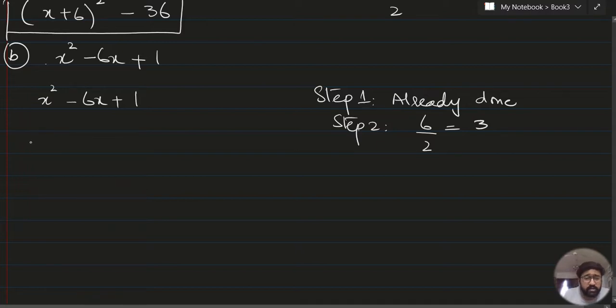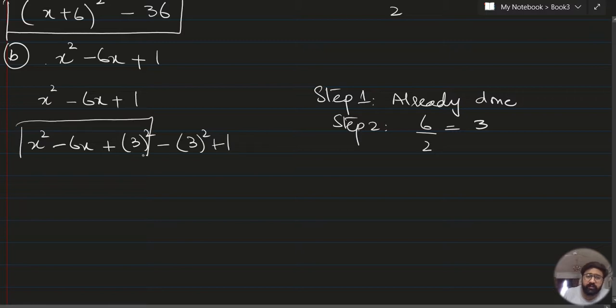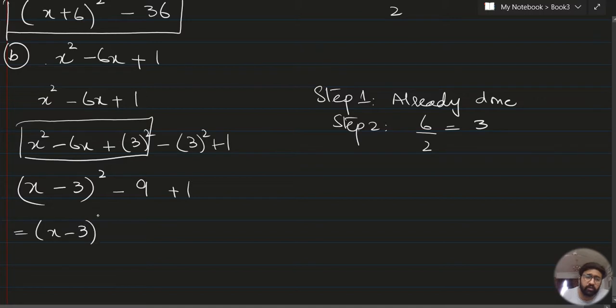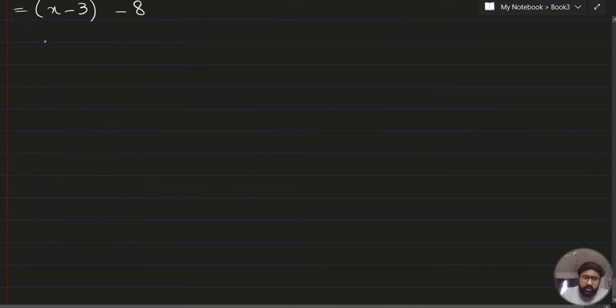So we are going to add the square as well as subtract the square of the halved value, so that we can make an identity for the first 3 terms. So it is going to become the second identity over here, x minus 3 whole square. The remaining terms are simplified, minus 9 plus 1. So x minus 3 whole square minus 8. So this is the form that they were requiring from us in the question. This is very important with respect to the Cambridge exam. We usually get a 2-mark question there.